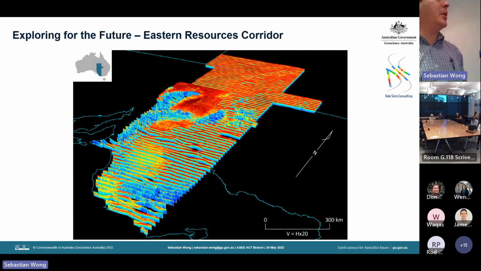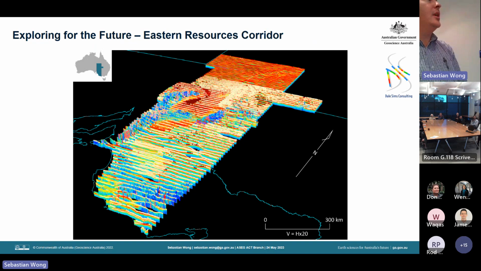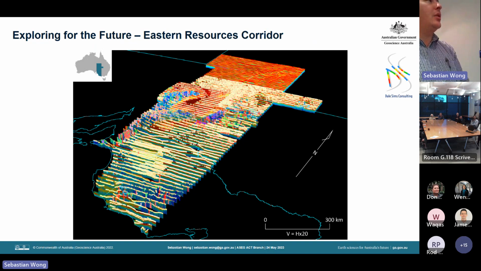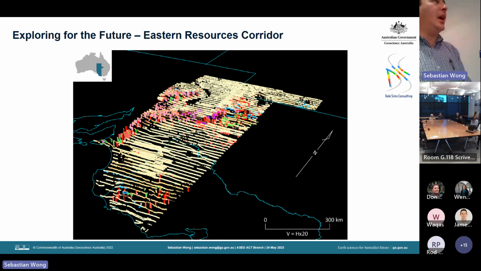And this is super hot off the press. I just put this one together this morning, and this is the Eastern Resources Corridor, where we're working at the moment. It covers prospective areas such as the Curnamona Province and the Delamerian Orogen. I'm working to QC this at the moment, and we aim to get this out publicly in the near future.